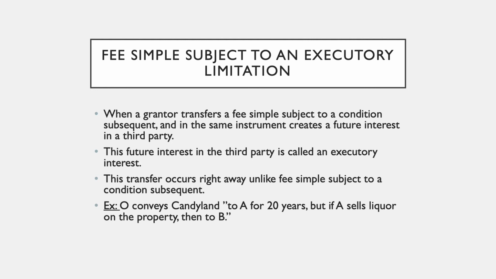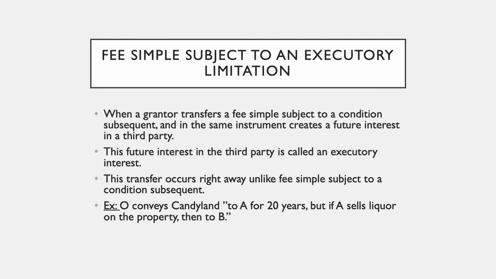So this transfer will happen right away, unlike fee simple subject to a condition subsequent, because the moment A violates that condition, it will automatically go to B. Or in a situation like our example right here, once the 20 years is up, it will go to B, right? Because B technically still has an executory interest because B has a future interest in this situation, right? So let's read our example here.